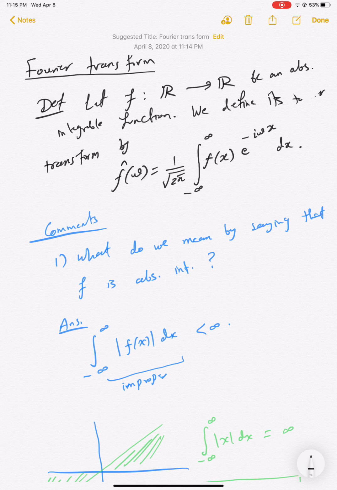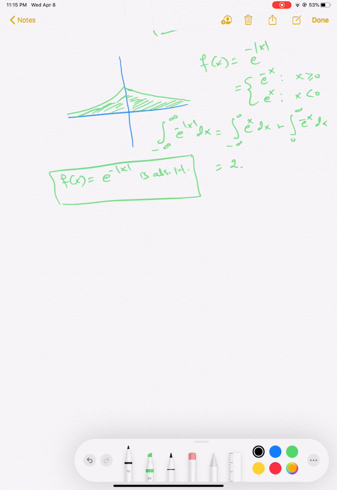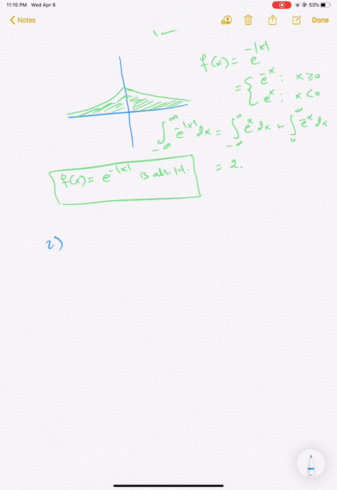So this is the first comment. What do we mean by absolutely integrable functions? Then the second thing, as we said while we were writing the definition, is what about periodic functions? So I'm saying now, if f is periodic, not 0, is f absolutely integrable? Of course, absolutely integrable on R.